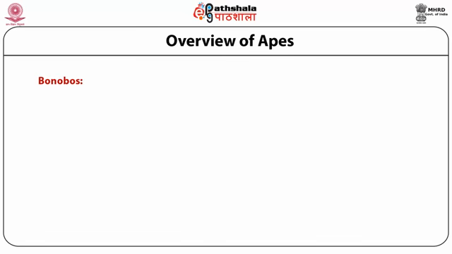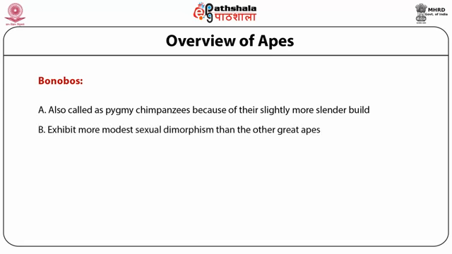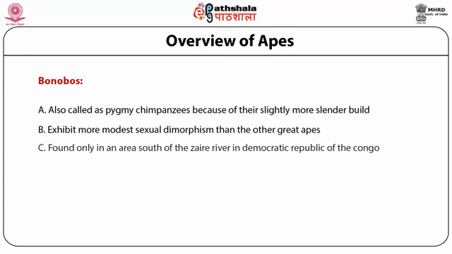Bonobos. Bonobos are similar to chimpanzees. They are also called pygmy chimpanzees because of their slightly more slender build. They exhibit more modest sexual dimorphism than the other great apes. They are found only in an area south of the Congo River in the Democratic Republic of the Congo. They have longer legs relative to arms, a relatively smaller head and dark face from birth, and tufts of hair at the side of the face.